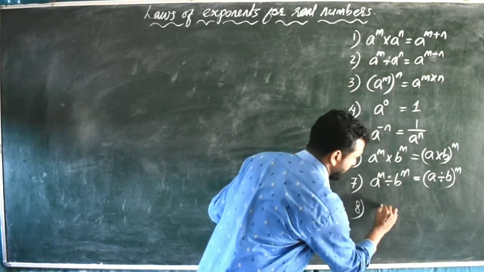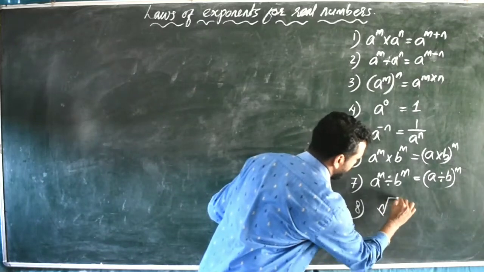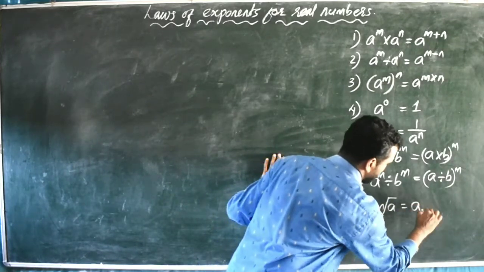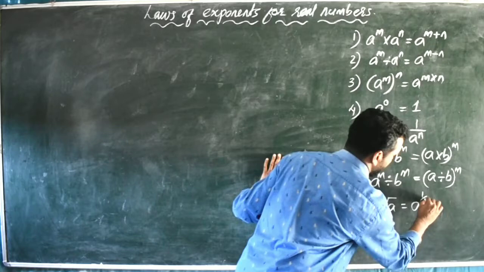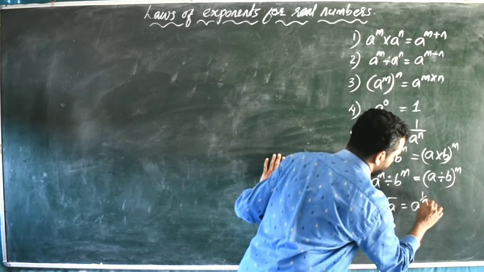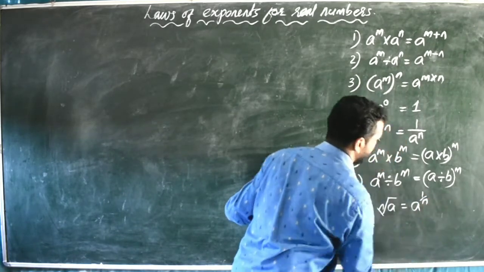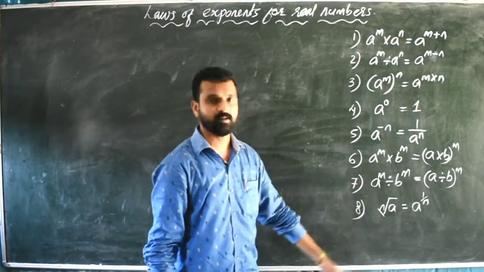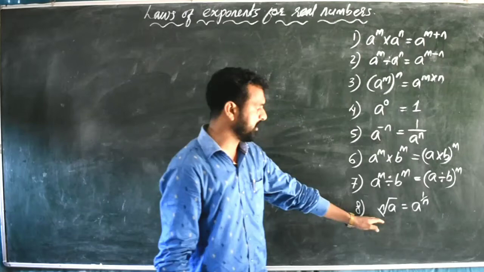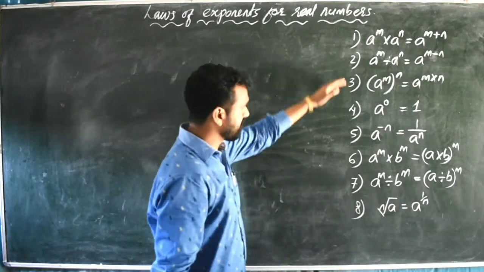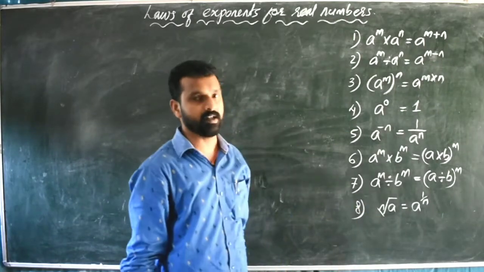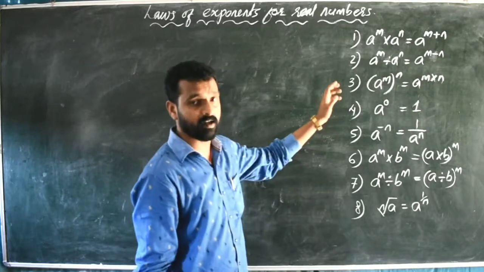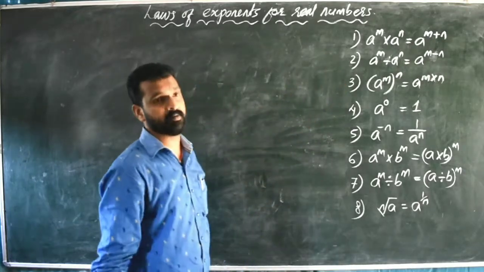Then number 8, nth root of a is equal to a raised to 1 by n. This one only you are studying here. Last year, the previous year, you did not study that. Nth root of a is equal to a raised to 1 by n. These up to 7, all these formulas you have studied in the previous class, that is in class 8, in the chapter exponents and powers.